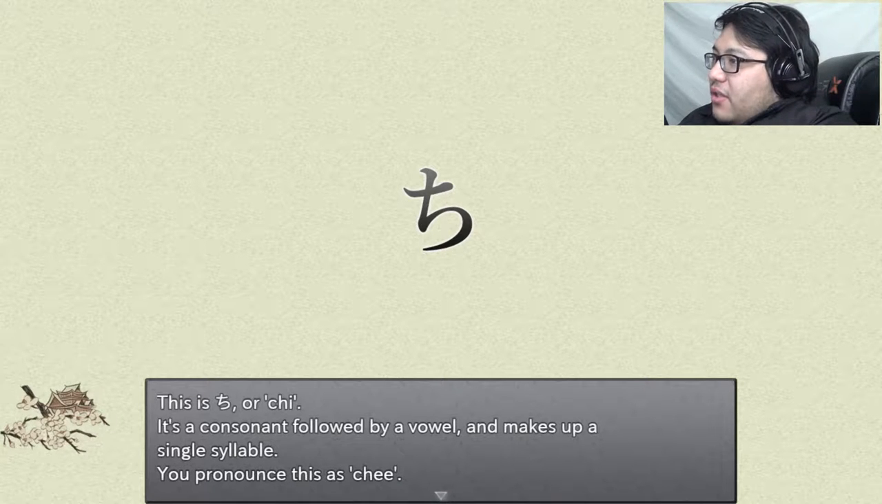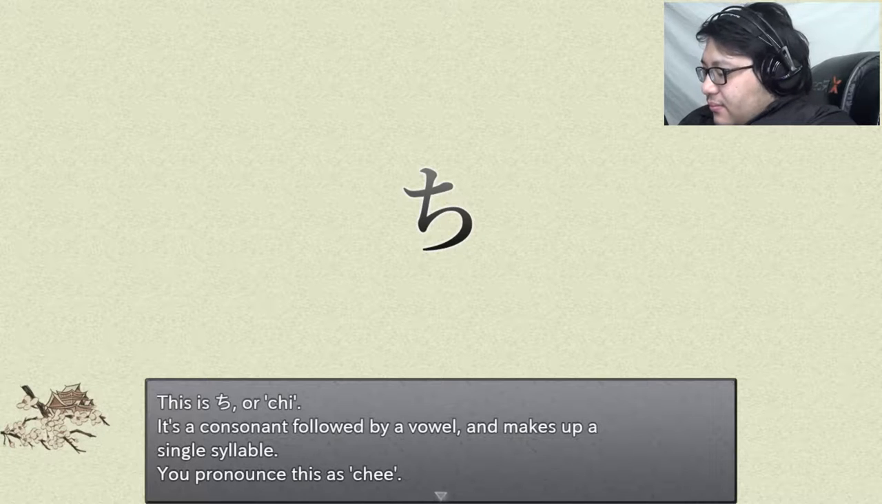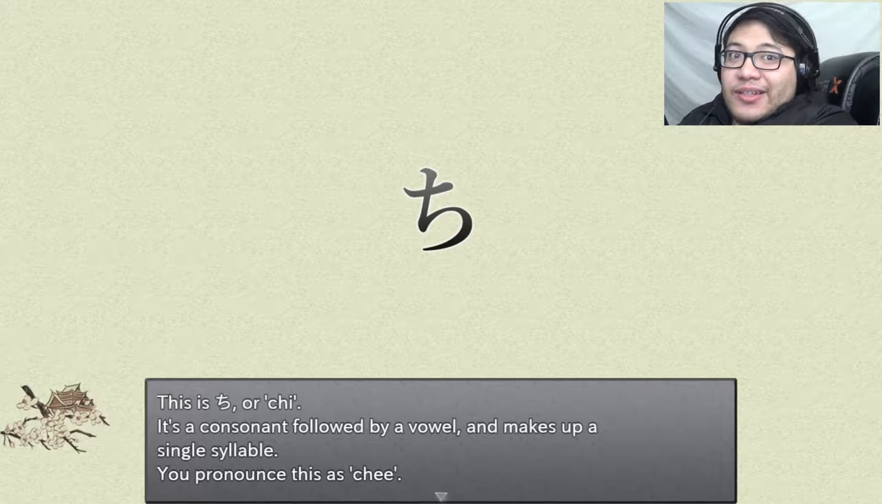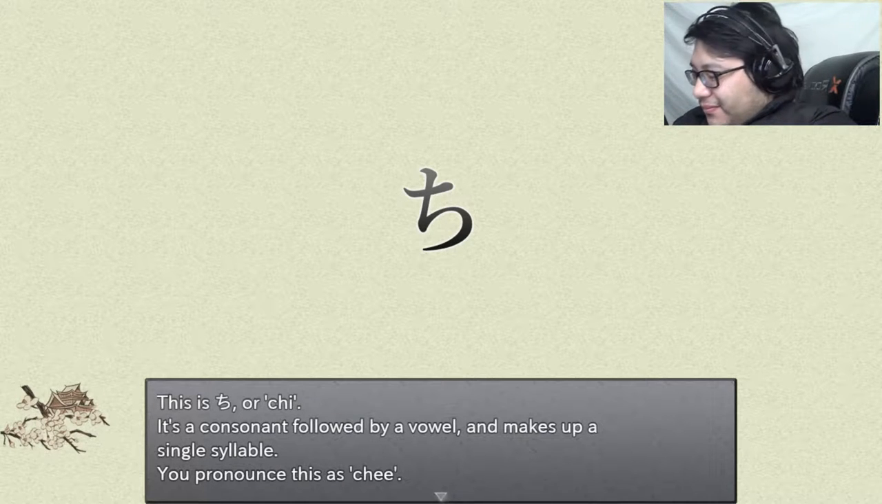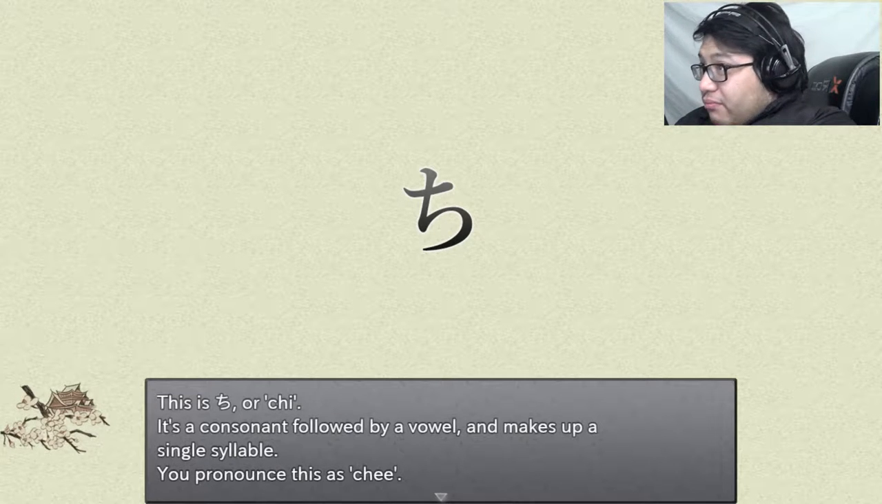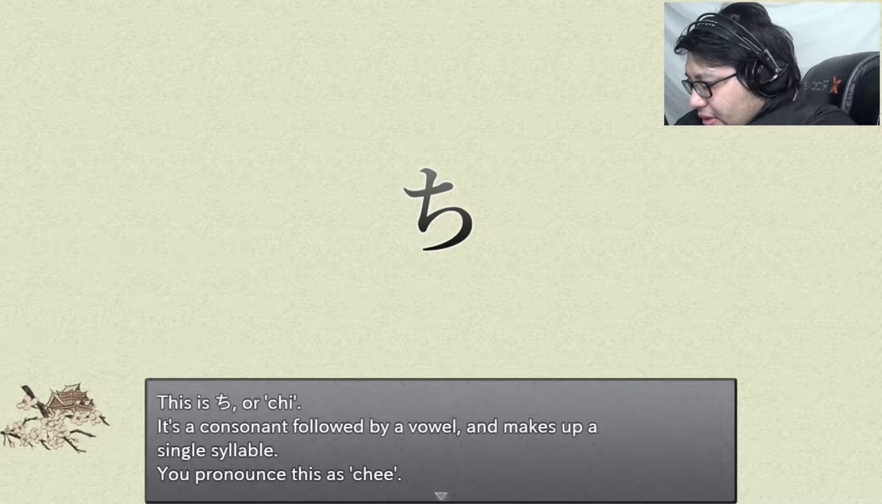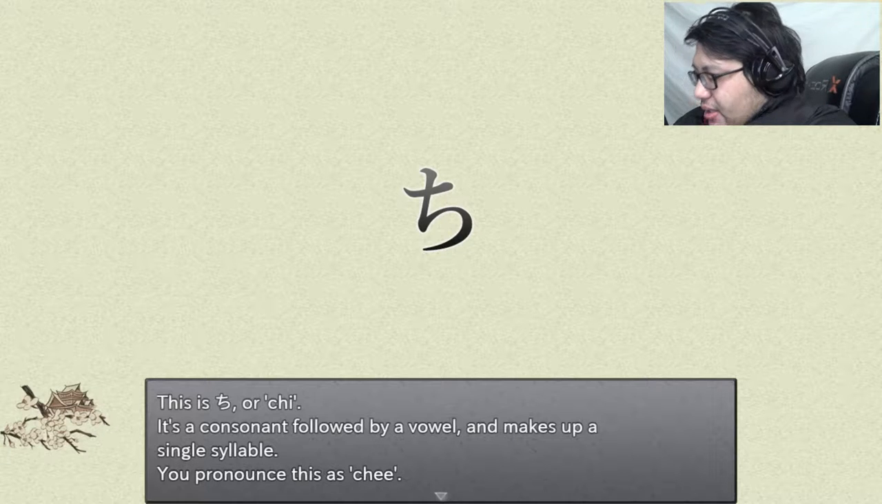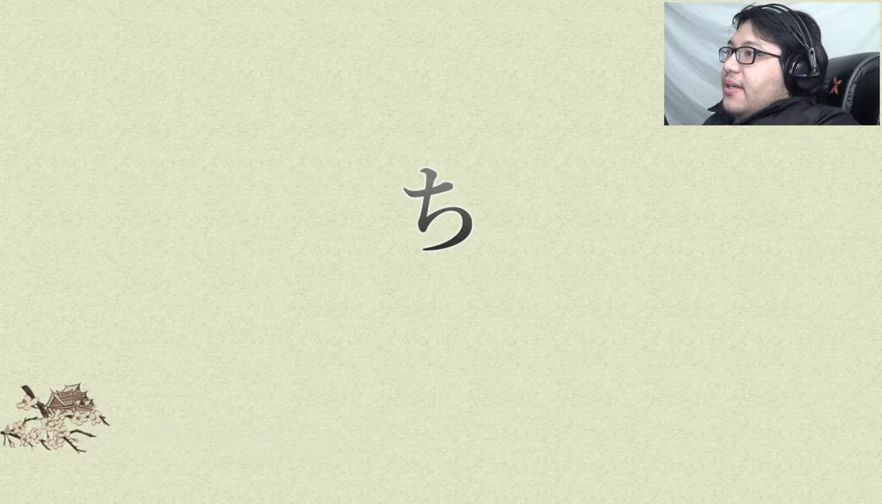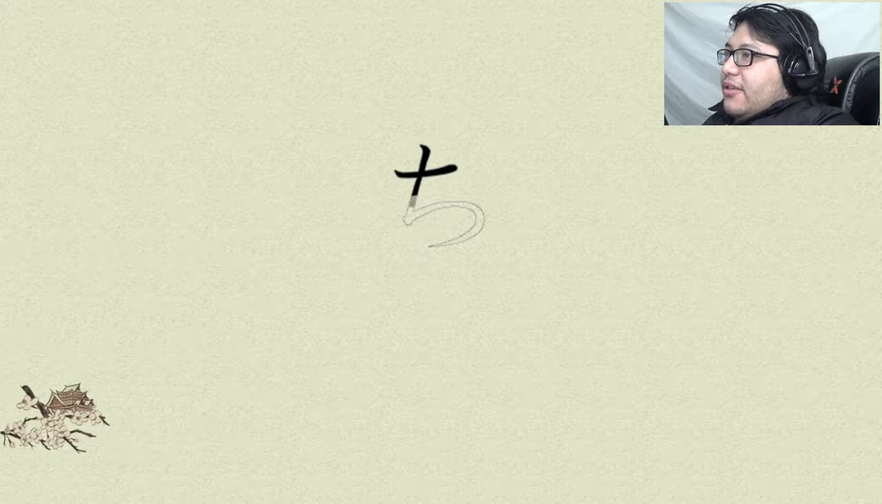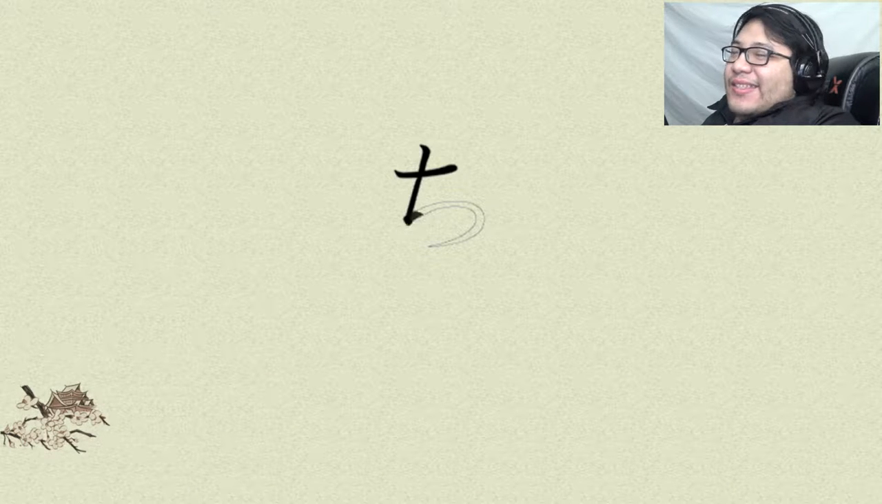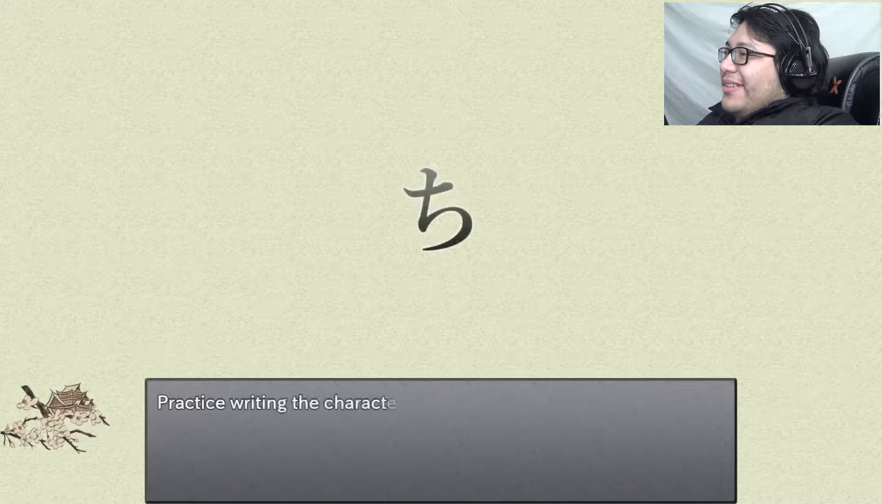Chi. Consonant followed by a vowel makes up a single syllable. You pronounce it as a chi. Is that how chi is spelled? Like the chi aura thing? How should I know? I don't speak Japanese. I'm trying to learn it, damn it. It's like the number 5. G equals chi. Got it. Chi. It's like the number 5 with a T. It's like the letter 6. Good God, that was embarrassing.